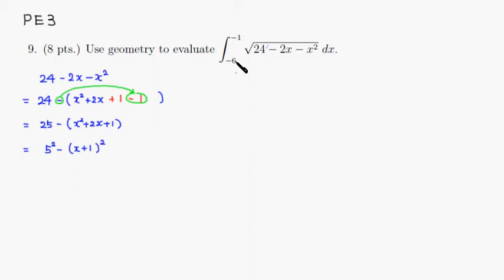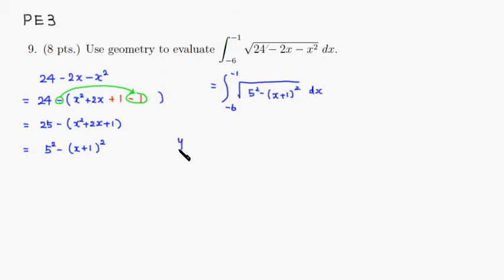So this definite integral can be written as the integral from -6 to -1 of the square root of 5 squared minus the quantity x plus 1 squared with respect to x. So we need to be able to recognize this. Let's look at the simpler version of that. Maybe we can recognize this.